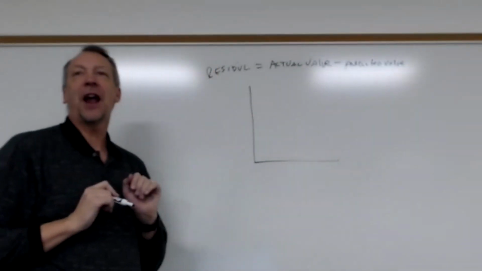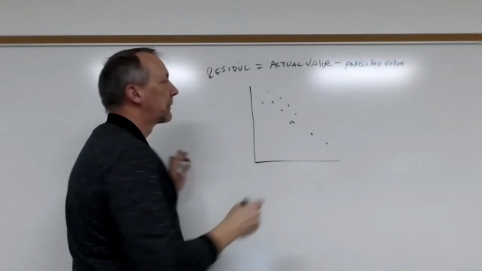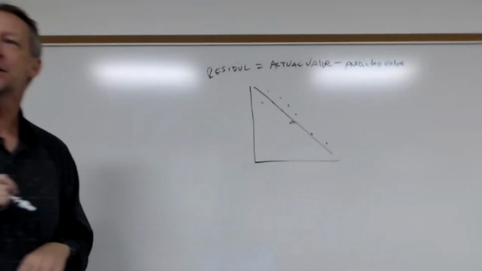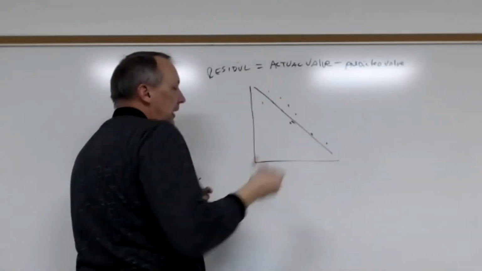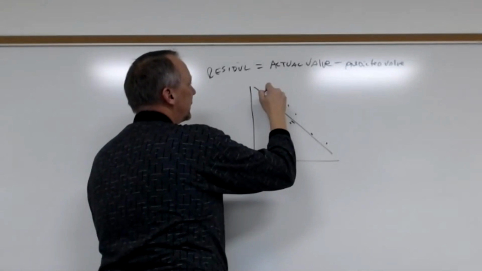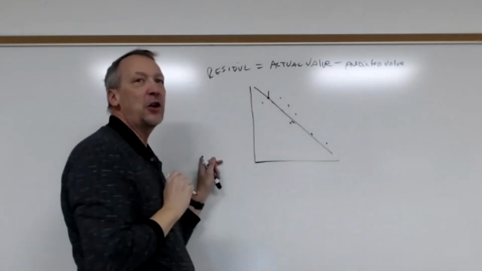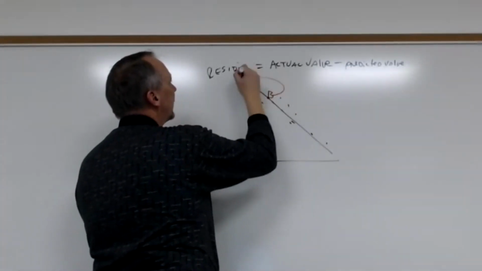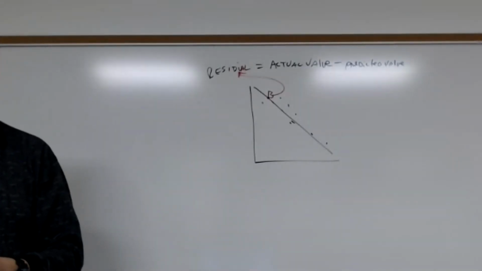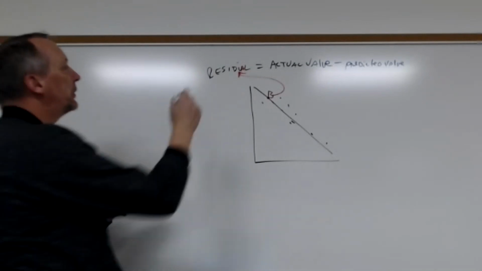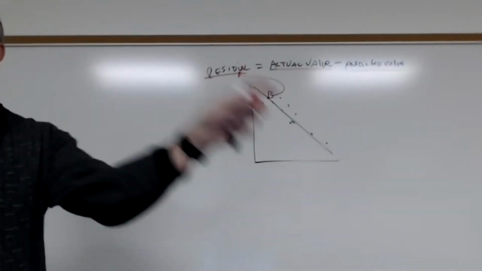Remember, if you've got a scatter plot that looks like this, we're going to draw our ordinary least squares regression line. I'll pick a different color like red. This distance here between the actual value and the line, which is your predicted value, is a residual. That's what it is. So the word largest should not be in there. Your residual is your actual value minus your predicted value. That's all you need to know.